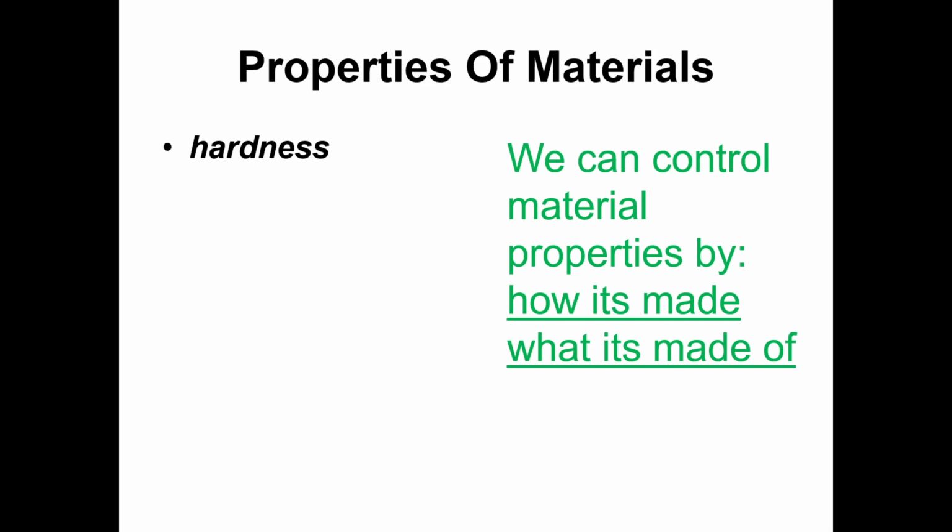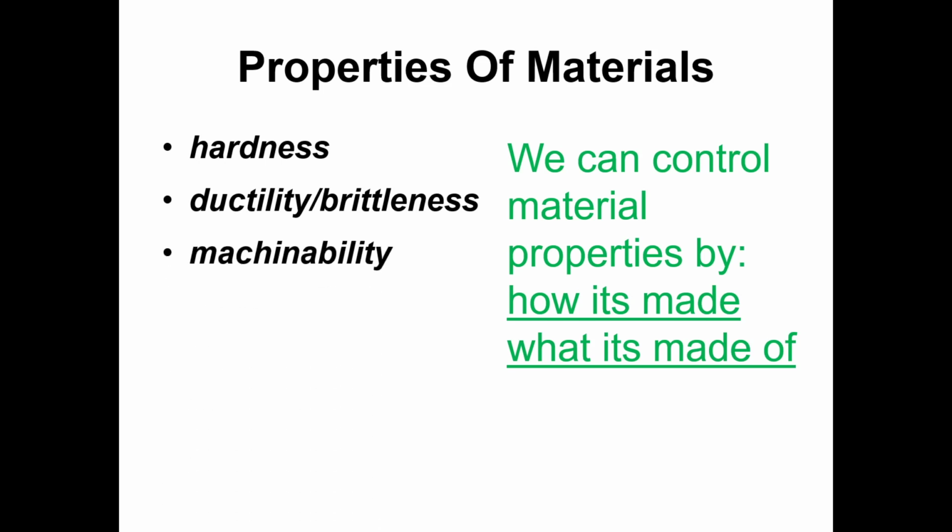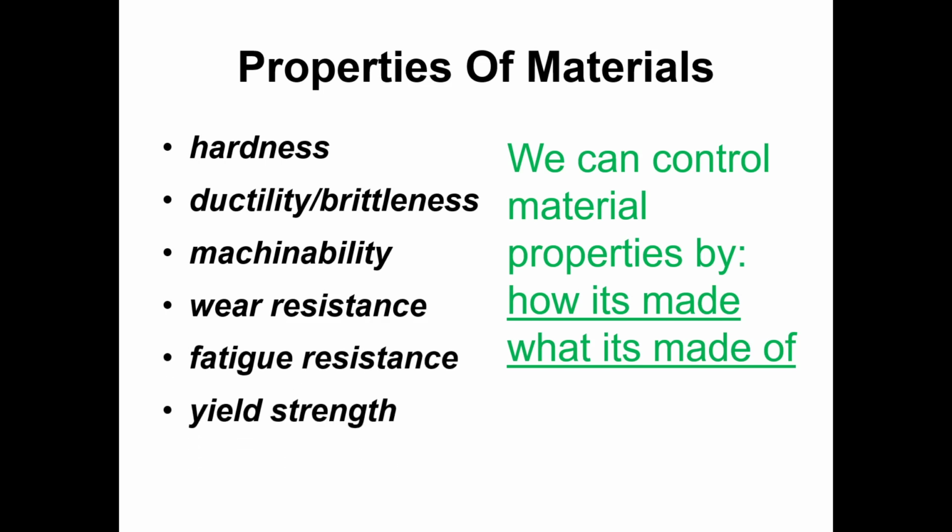Okay, so some of the properties of materials, other than just strength, which is the crudest term to describe a material. There's a lot more properties than strength. There's hardness, there's ductility, which is basically resistance to cracking or shattering. And there's its ability to be machined, right? Some materials are easy to machine, some not so much. There's wear resistance, fatigue resistance, yield strength.